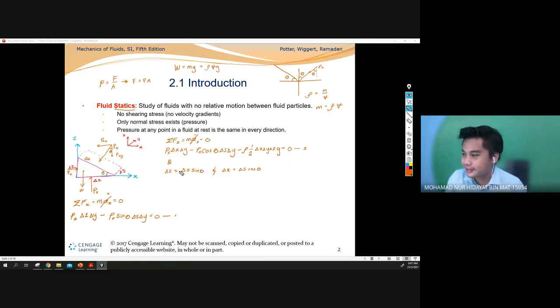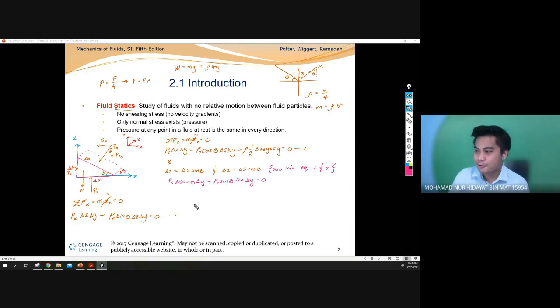Okay. Can you substitute back into equation number 1 and 2? Okay, I try to substitute here. Substitute into equation 1 and 2. So for Px, delta z I replace with this one: delta s sine theta delta y, and this one minus Pn sine theta delta s delta y equal to 0. Can I simplify further? Everyone?